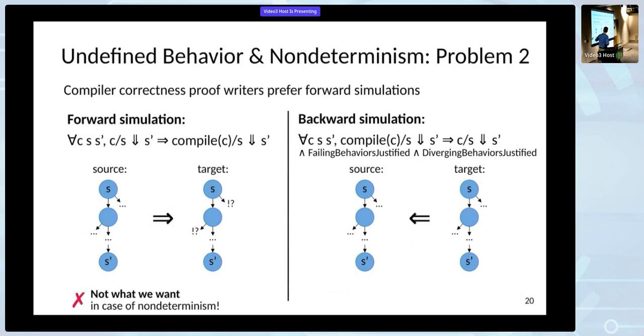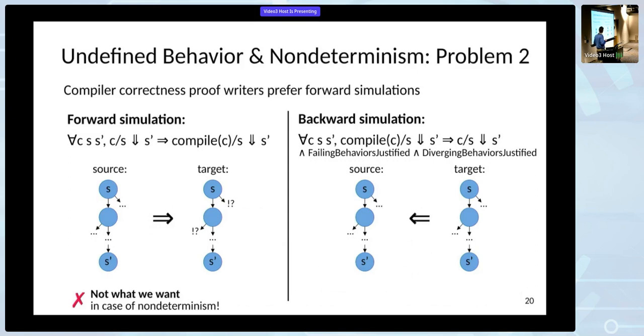Yeah, as I said, for deterministic languages, forward and backward are equivalent. But as soon as we add non-determinism, the problem here is that in the target language, we could have the situation that we go somewhere else at the non-deterministic choice. And so it's not sufficient to just show one path through the execution.